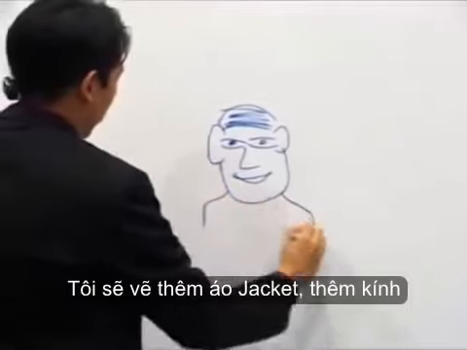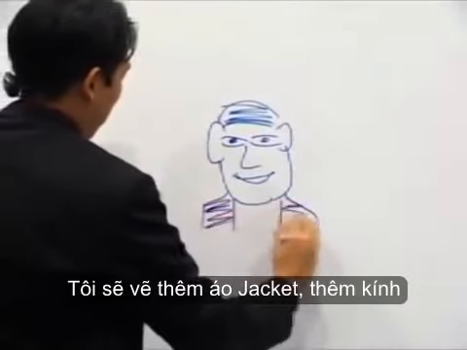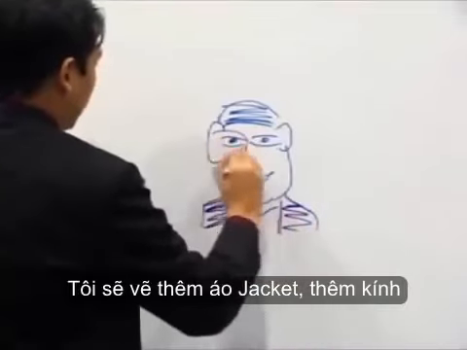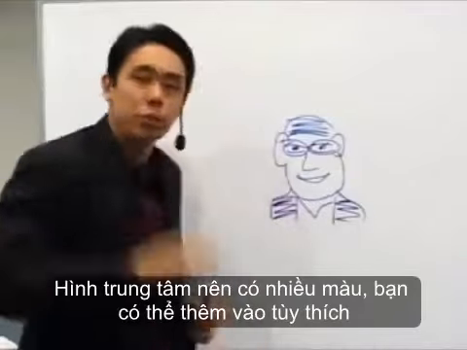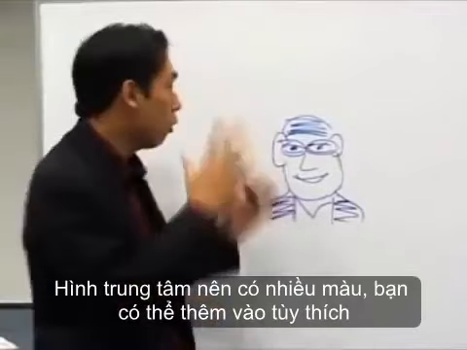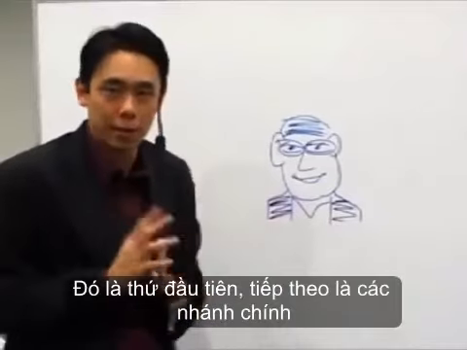And let's say I draw him with a jacket, and let's say with glasses. So again, like I said, the topic at the center is going to be multicolored. So again, if you want to add more colors, go ahead. So that's the first thing. The next thing is we draw the subheadings.